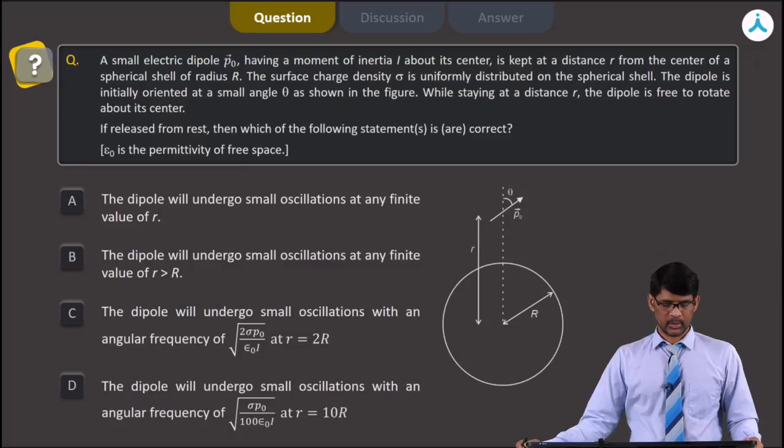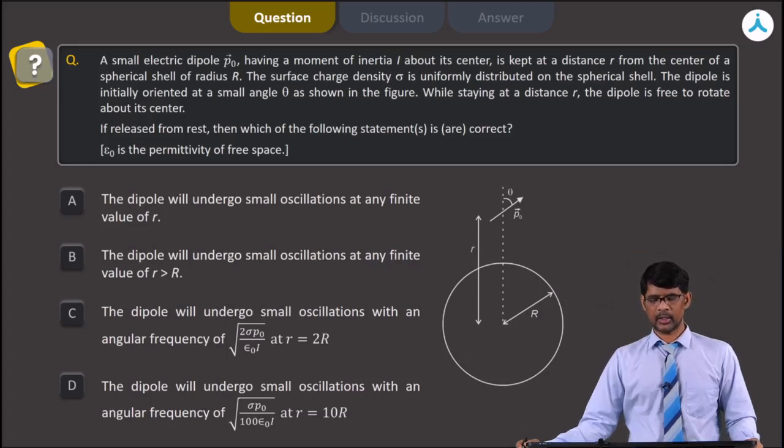Here in this question, a small electric dipole P naught having a moment of inertia I about its center is kept at a distance r from the center of a spherical cell of radius capital R. The surface charge density being sigma is uniformly distributed on the spherical cell. The dipole is initially oriented at a small angle theta as shown in figure.